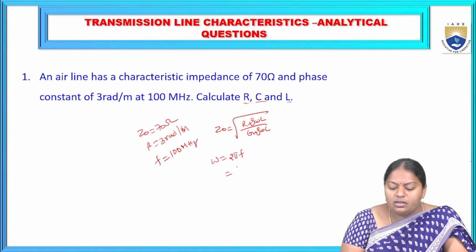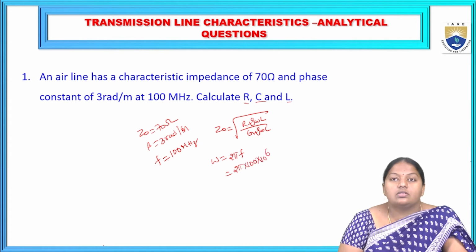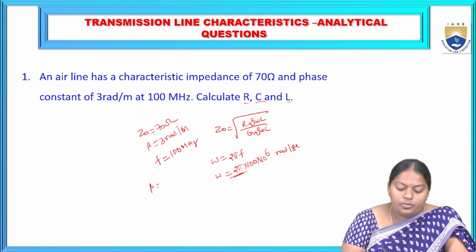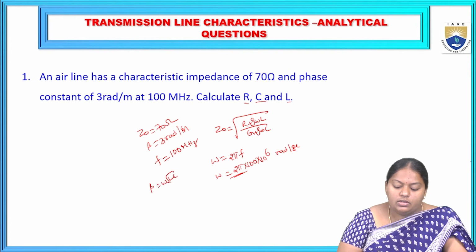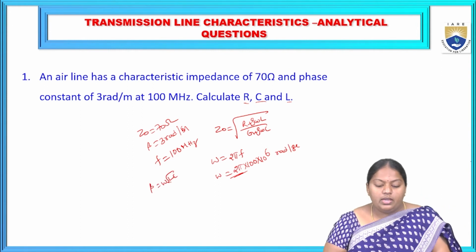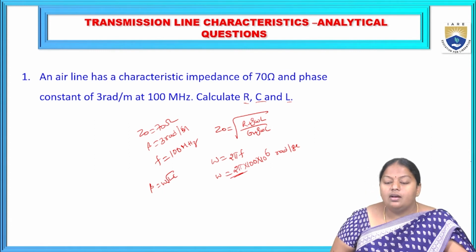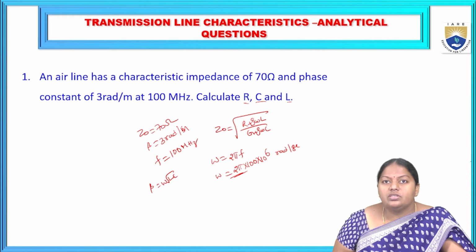Substitute f by 100 megahertz: 2 pi into 100 into 10 power 6. So from this you're going to get the omega value, which needs to be measured in terms of radian per second. Now from this, if you substitute all the values, Z0 and beta value, that is beta equal to omega root over LC for a lossless line, we can consider any of these two formulas to solve all the primary constants of a transmission line.